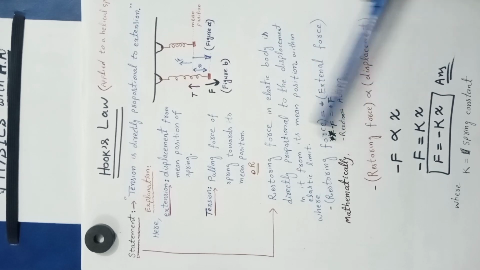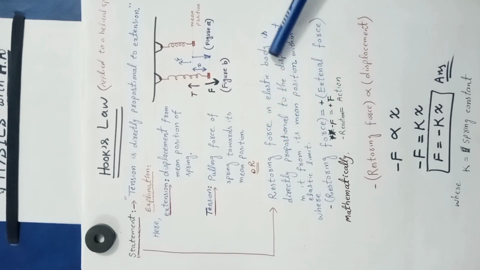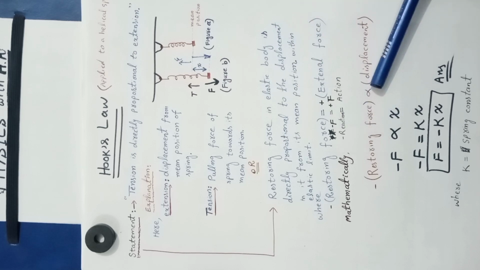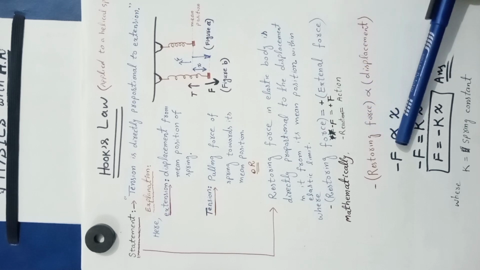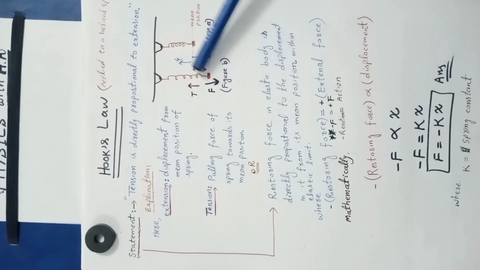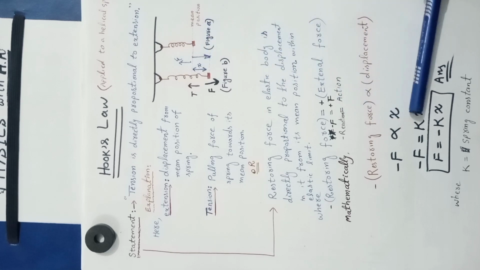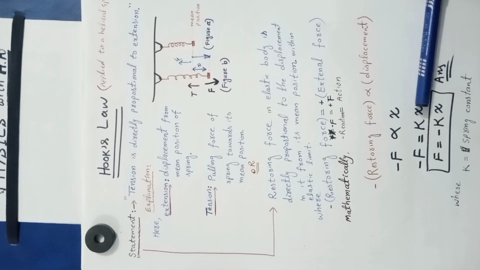So mathematically, we are converting this definition into mathematical form. Restoring force is directly proportional to displacement. So we will write this. Restoring force is directly proportional to displacement, where restoring force is denoted by minus F and the directly proportional sign, then x. x is the displacement from its mean position, right? So if we remove the directly proportional sign, what will happen? There will be a constant or coefficient. So as we are using a spring, here it is the spring constant.